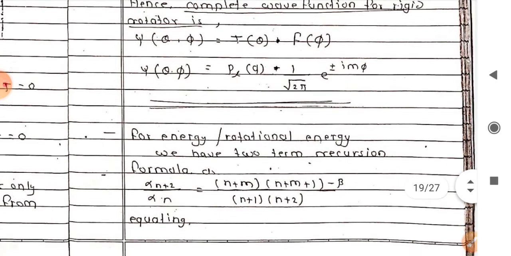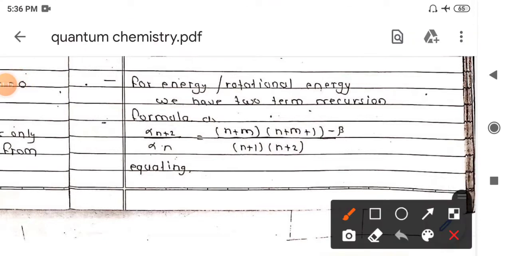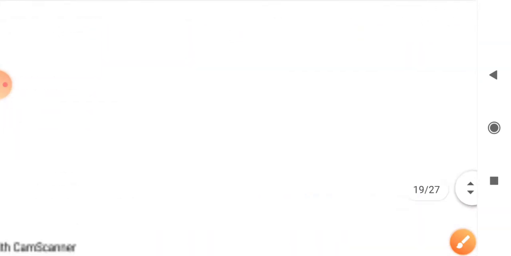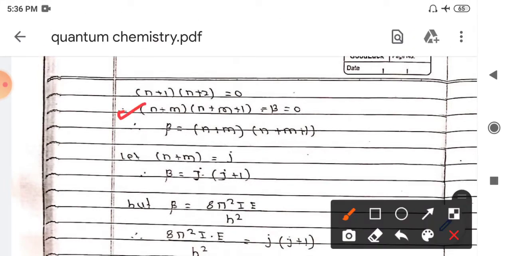Now the next part is the rotational energy of the rigid rotor. We have the two term recursion formula. This formula can be equal to 0 only if the numerator term is 0. So the above formula can turn out to be 0 only if the numerator term, that is n plus m into n plus m plus 1 minus beta, is equal to 0.